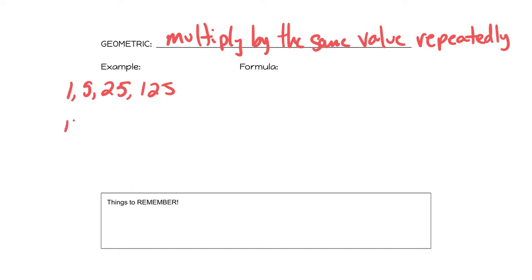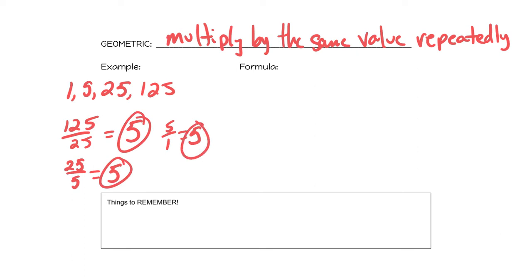So what we can do is take our calculator and do 125 divided by 25, which gives us 5. Now, if we do the next one back, 25 divided by 5, if it is geometric, we should get the same thing, and 25 divided by 5 is 5. If we do it one more time, just to prove it, 5 divided by 1 is 5. That means we get 5 each time. That is called, not a common difference, but a common ratio. Ratio being something you multiply.